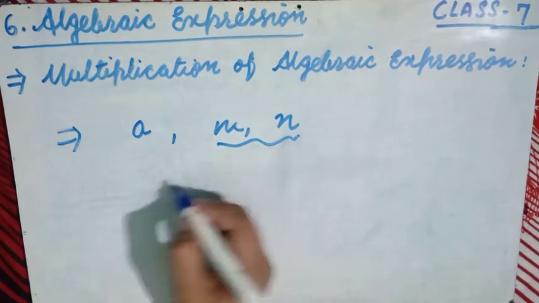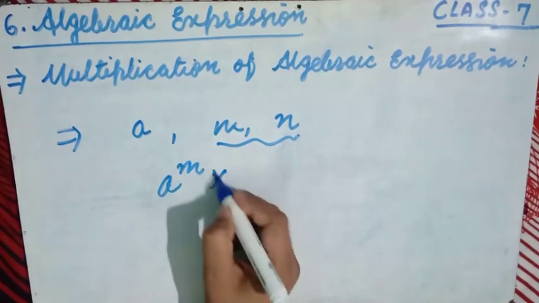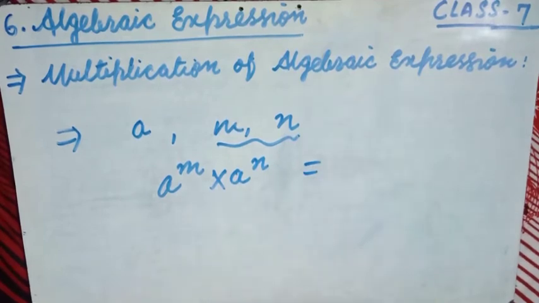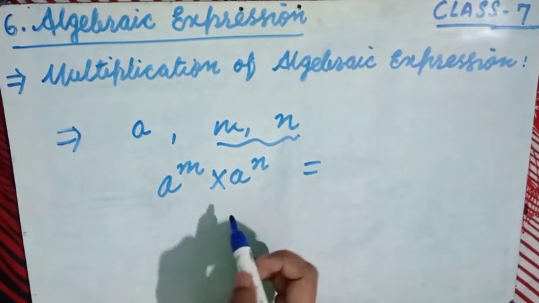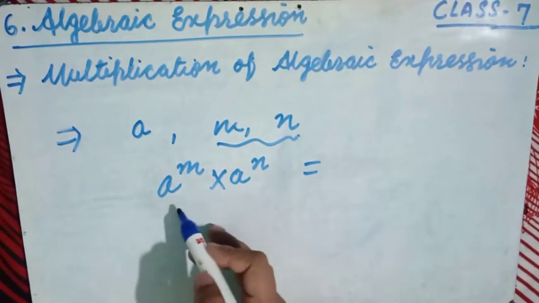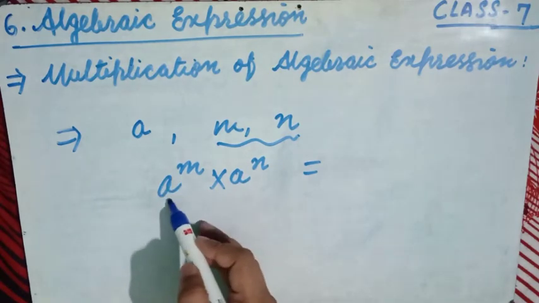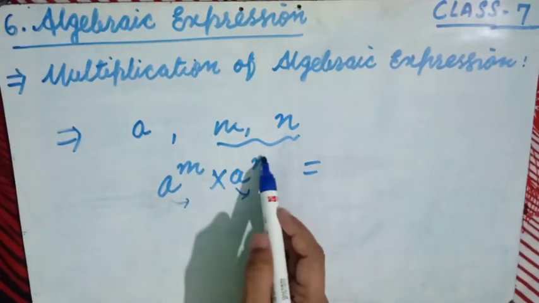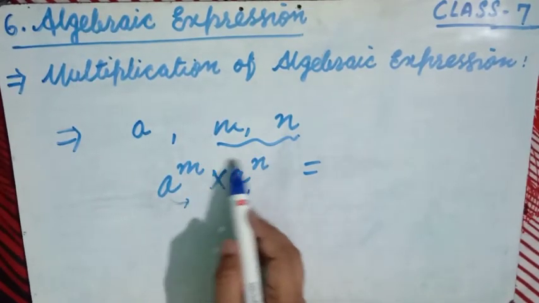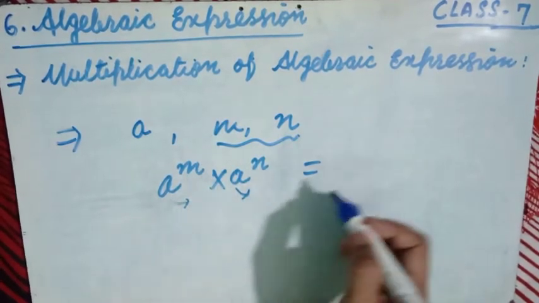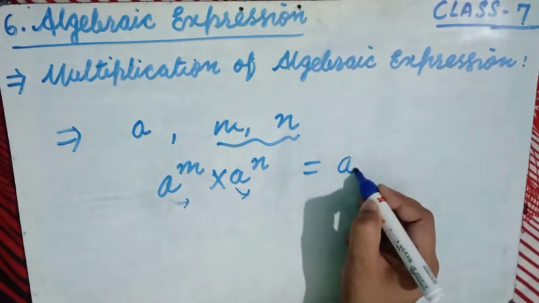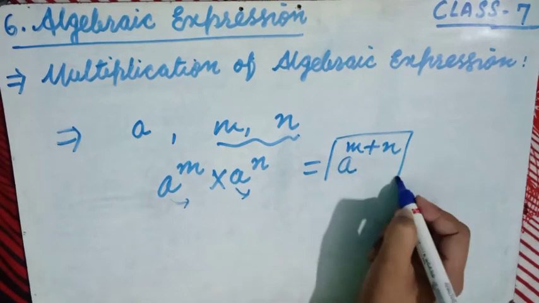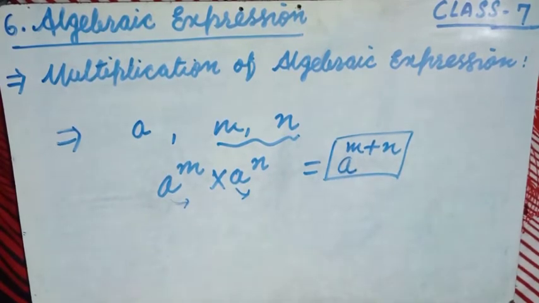Then suppose a raised to power m multiplied by a raised to power n. We have already discussed this in the previous lesson, lesson 5, exponents. Here is the base, and this is the exponent, or the index. When the bases are the same, write the single base and add their exponents. This is the concept. I hope you will remember and understand.